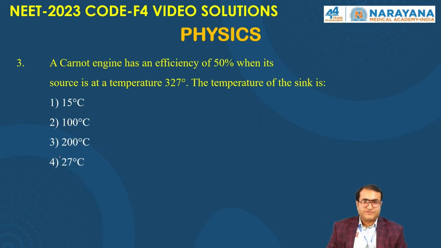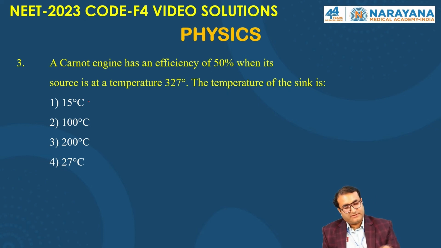Let us come to question number 3. A Carnot engine has an efficiency of 50% when its source temperature is 327 degrees Celsius. Find the temperature of the sink. See here, this is 327 degrees Celsius. We can convert it into Kelvin, so just add 273 to this. So it will be equal to 600 Kelvin.